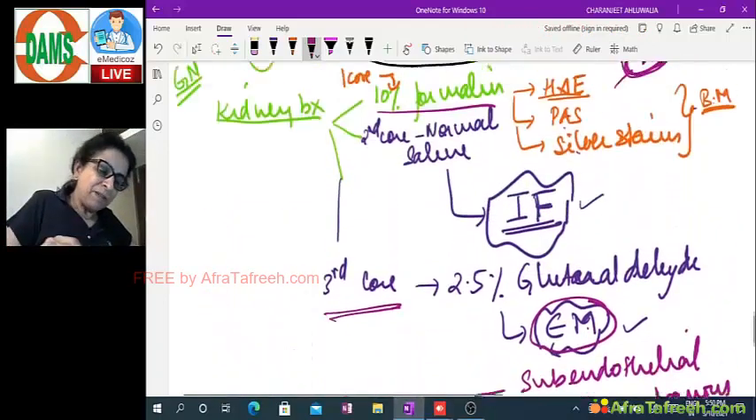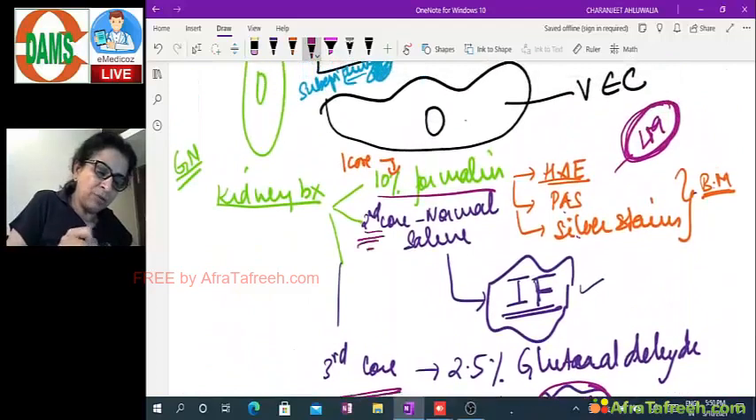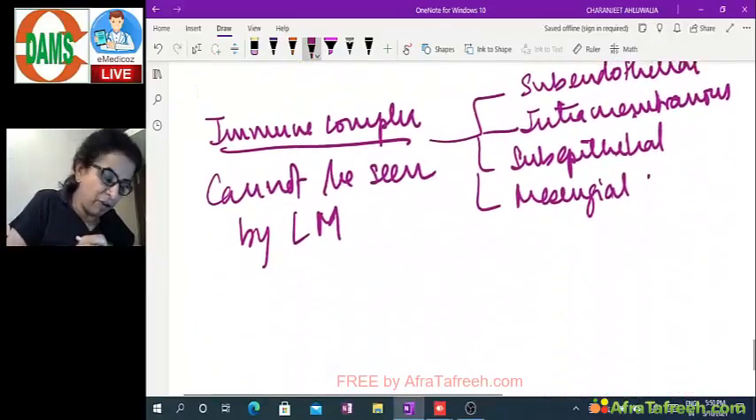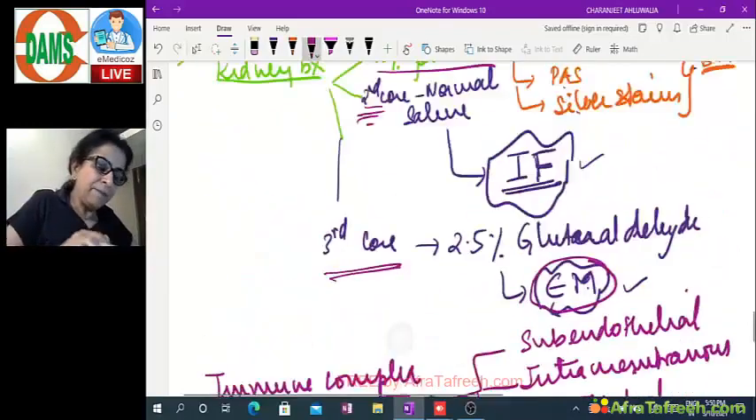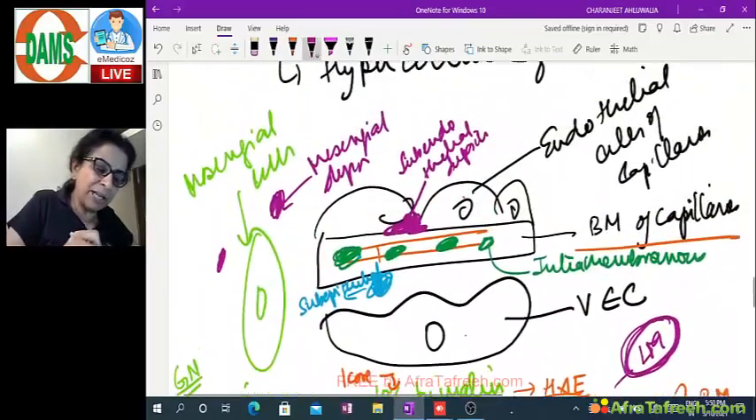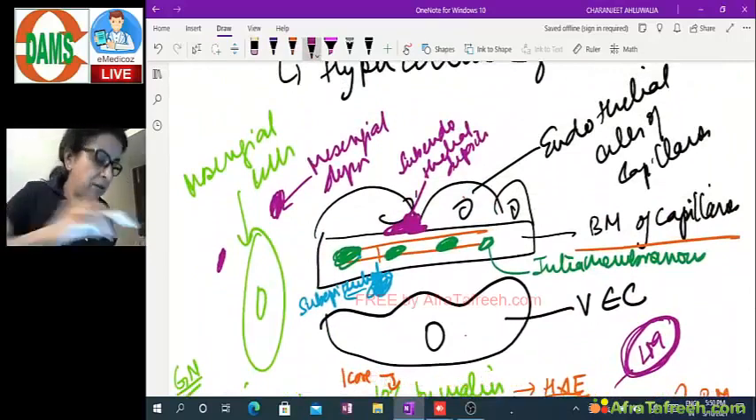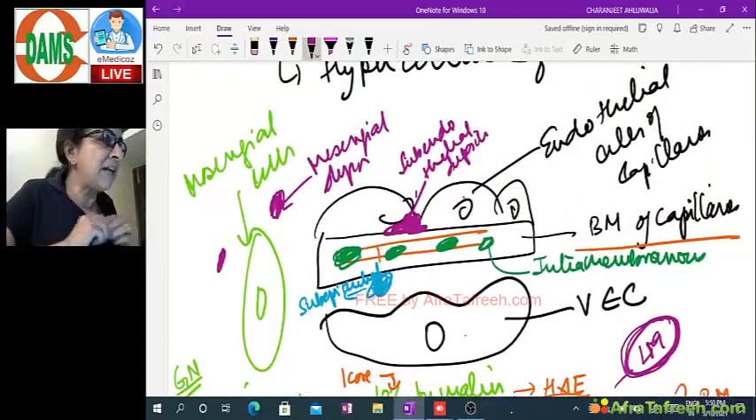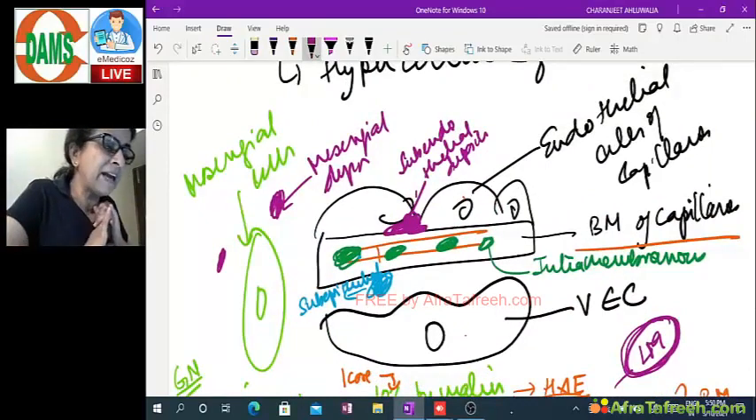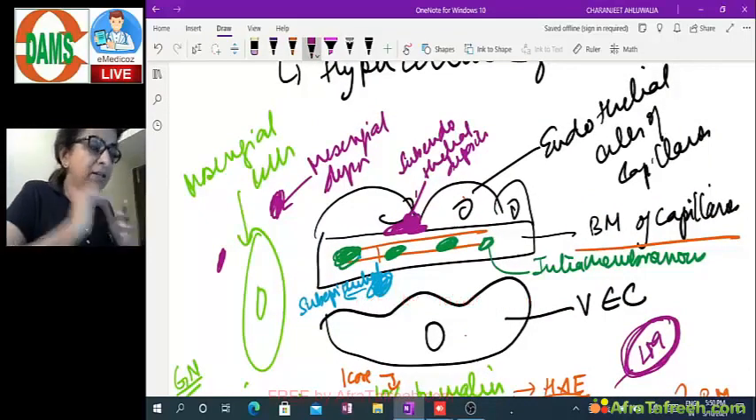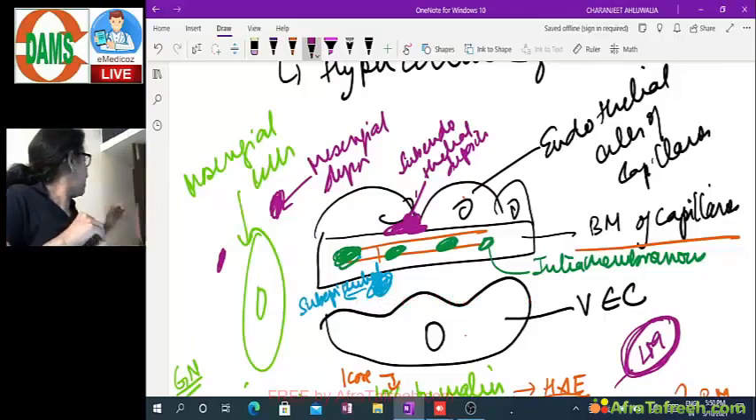And last, third, I told you we tell them to send in normal saline for immunofluorescence examination. So by immunofluorescence, what do you want to see? Now we have already seen these are the immune complexes. Now the third question is, what is in this immune complex? Which antibody is there? IgG, IgM, IgA, or all three? Second, which complement components are in this immune complex?